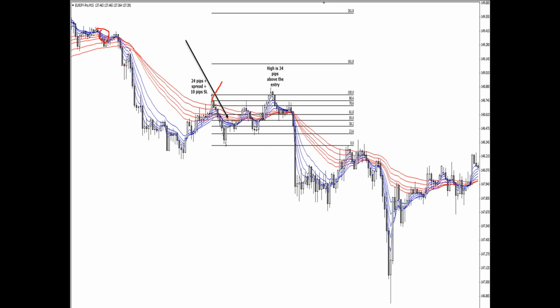You wait for the end of the retrace. This is the point. After this bullish candle, we can assume that this was the low. So we draw Fibonacci from left to right, from top to bottom, and we wait for the touch. This is the first touch here.